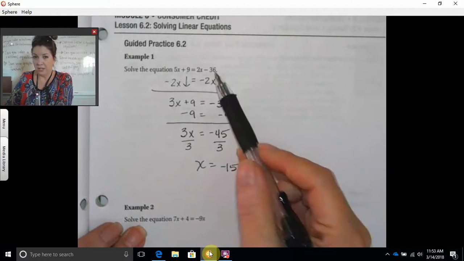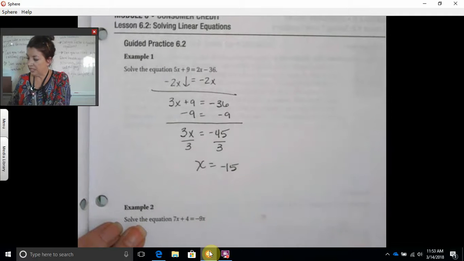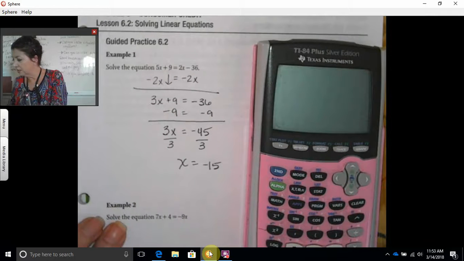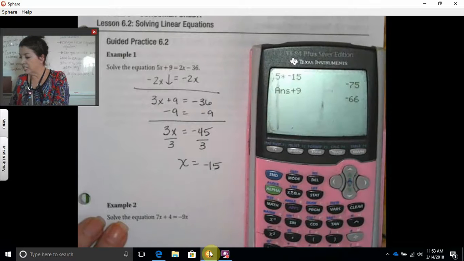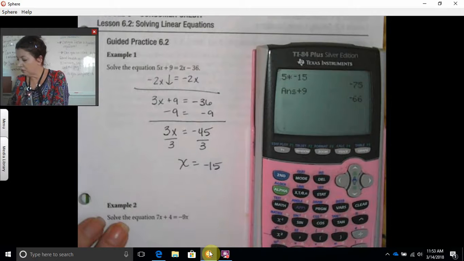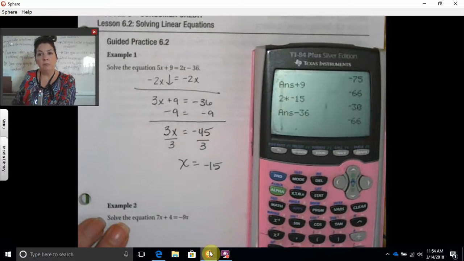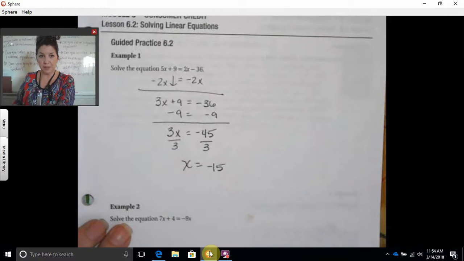And of course, you could substitute back up into your problem to check your answer. So if I did, I would have 5 times negative 15. See if this calculator will hold up on me. Plus 9 is negative 66. Let's see if that adds up to equal the right side. So on the right side, I have 2 times negative 15 is negative 30. Minus 36 is negative 66. Both sides equal negative 66, so I must have done it correctly. Anybody have questions about that?